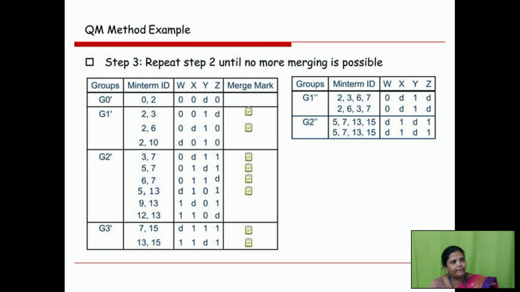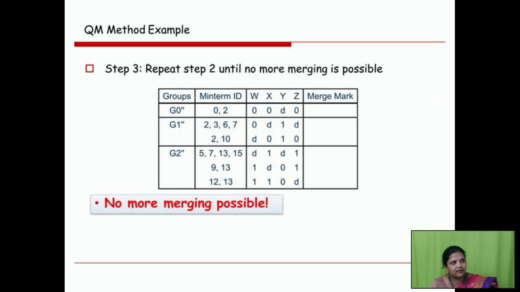Likewise, we have to compare all the terms. Which terms are grouping? For those terms alone we put a tick mark. So the groups are 2, 3, 6, 7 and 2, 6, 3, 7 and 5, 7, 13, 15. So we are going to the final step, repeat step. We have to do this until no more merging is possible.